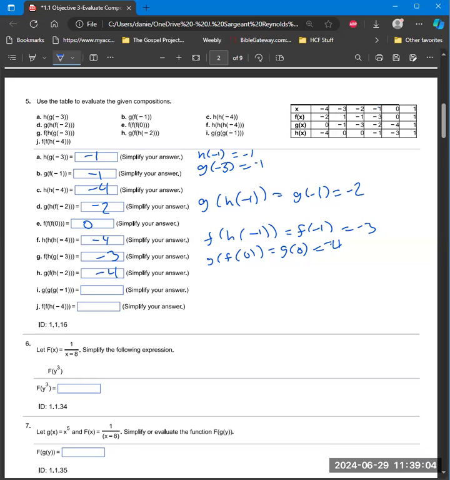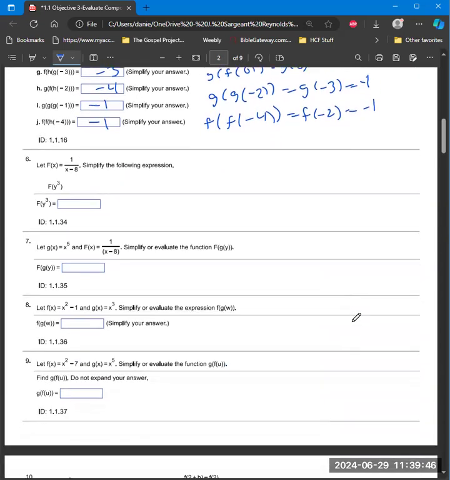g of g of g of -1. So g of -1 is -2. g of -2 is -3, and g of -3 is -1. Next, f of f of h of -4. So h of -4 is -4, f of -4 is -2, and f of -2 is -1.